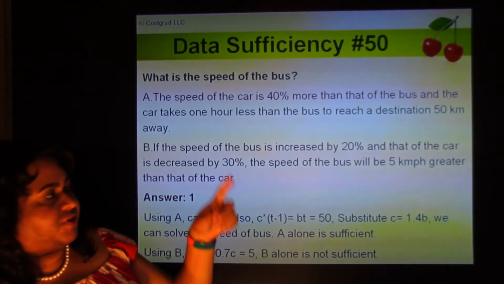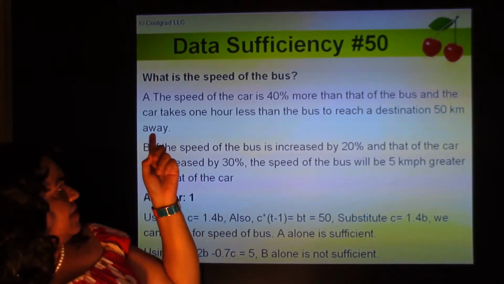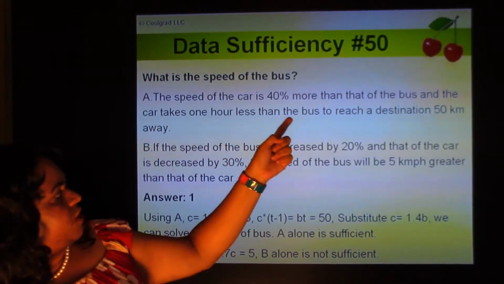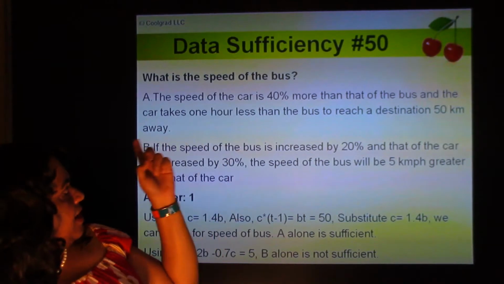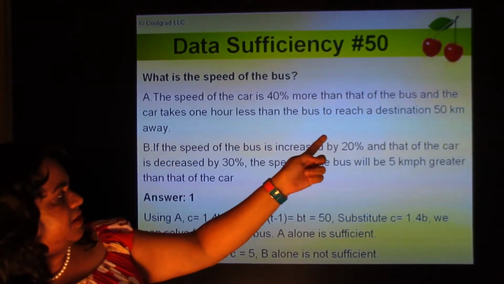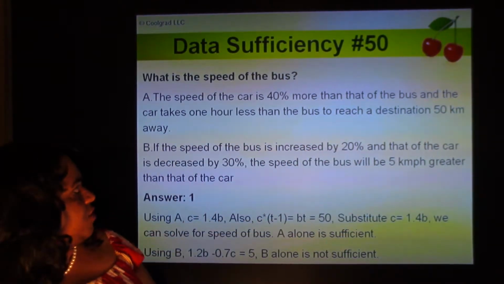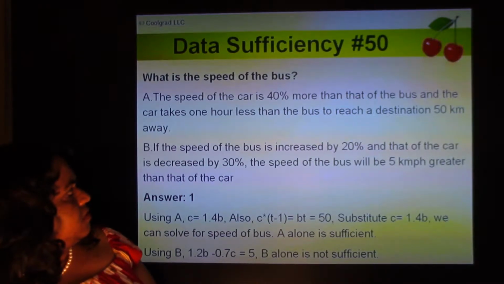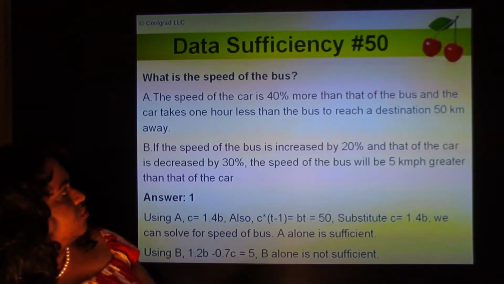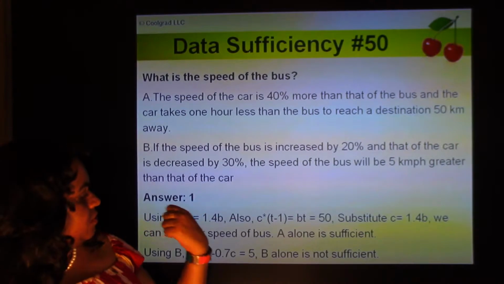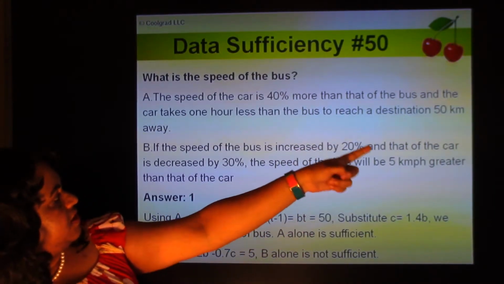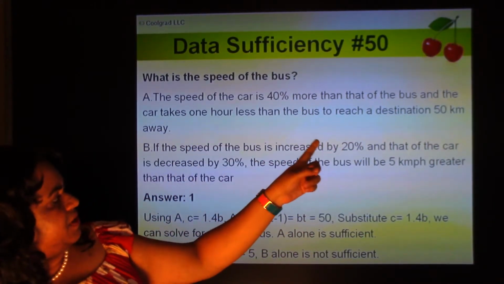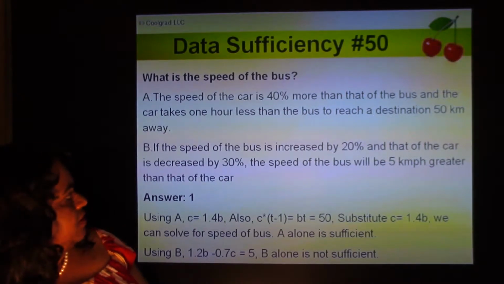So question number 50. What is the speed of the bus? Statement A. The speed of the car is 40% more than that of the bus, and the car takes 1 hour less than the bus to reach the destination 50 kilometers away. So speed of the car is 1.4 times the speed of the bus, and the car takes 1 hour less than the bus to reach a destination 50 kilometers away.